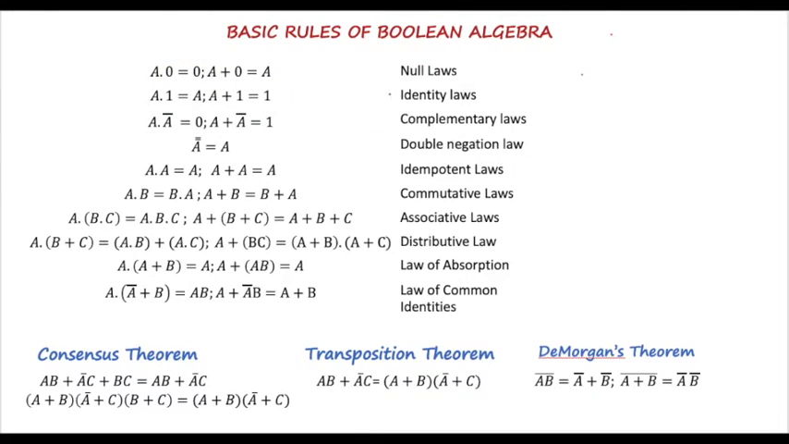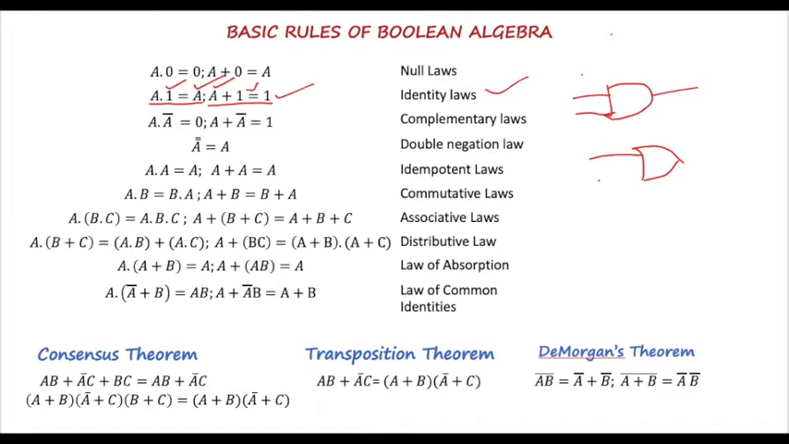Now let's discuss the identity laws. In this identity law, you can see that in this case, the variable ANDed with 1 gives the variable itself, and in this relation, the variable ORed with 1 always gives 1. These relations can also be explained by a two-input AND gate and a two-input OR gate.